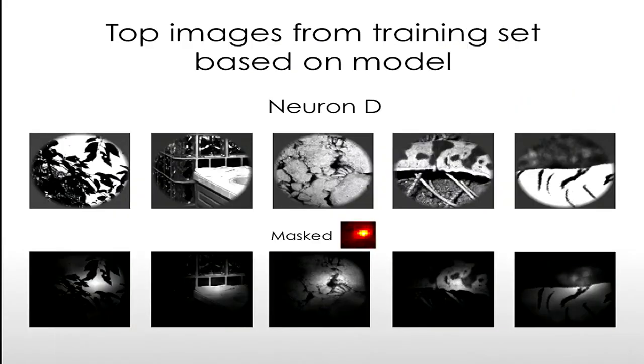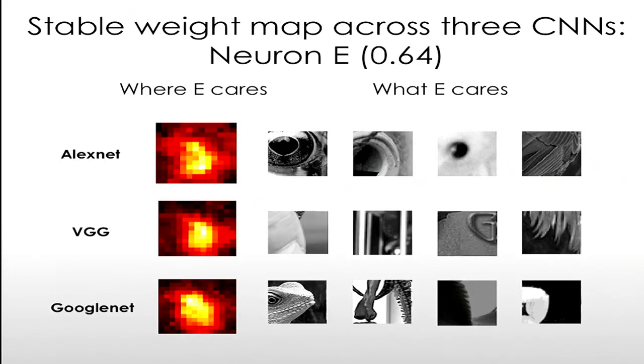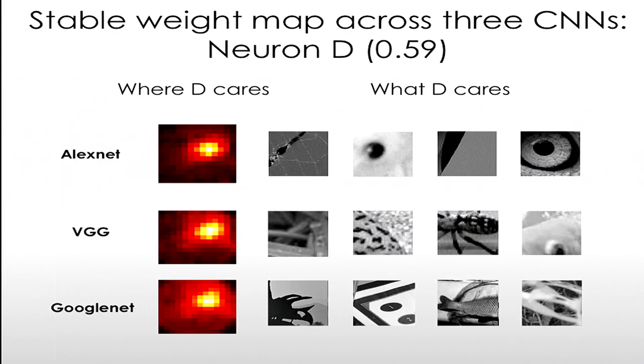Yeah. Oh, I'm going backward. No wonder I doubled. So let's look at stability across the three deep nets. Again, you see a lot of consistency. But the images are not as consistent. But the deep dream images are quite consistent.